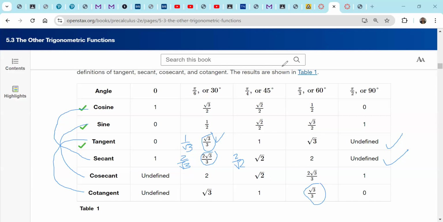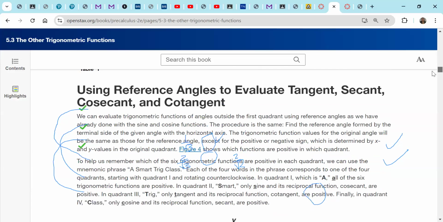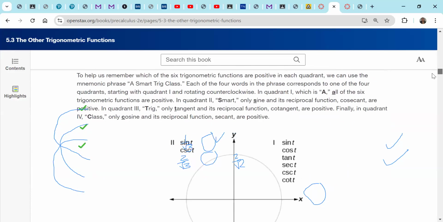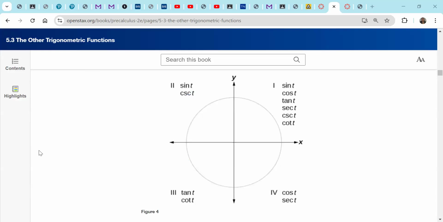So this is the whole table, which is known as the trig table, that you can use for the sine, cosine, and tangent values. Then we will also be using reference angles to evaluate tangent, secant, cosecant, and cotangent of particular values. And we did talk about this last time also, that there are 4 quadrants: the first, the second, the third, and the fourth.